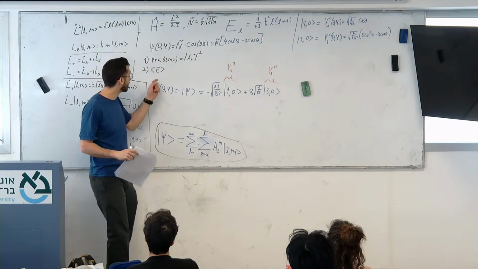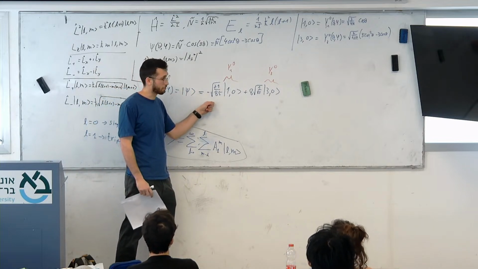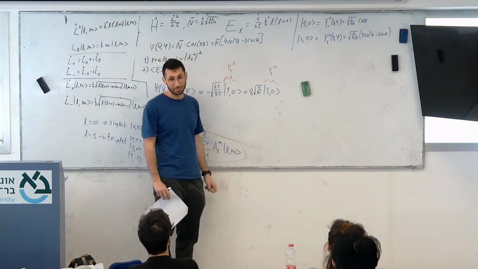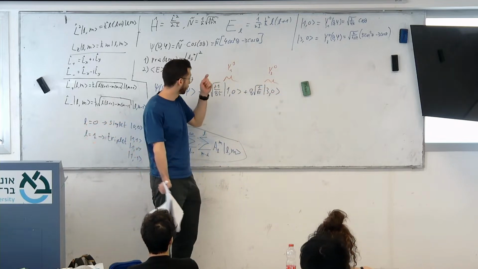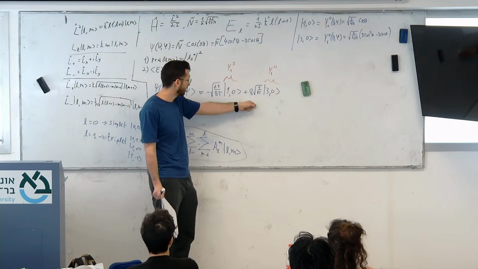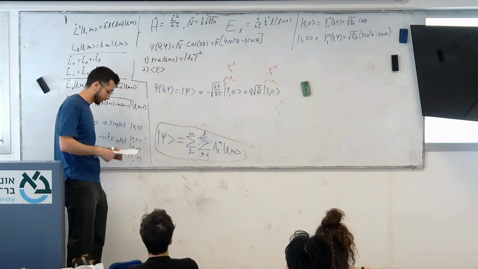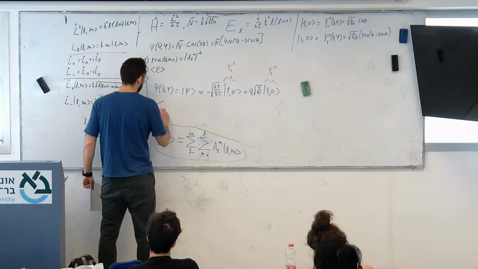So the probability to be at this state is going to be the coefficient squared. The probability to be in this state is going to be this coefficient squared. And for any other state, the probability is going to be 0. And if you take this coefficient squared plus this coefficient squared, we're going to get 1. Exactly. What is the average energy? What is E?